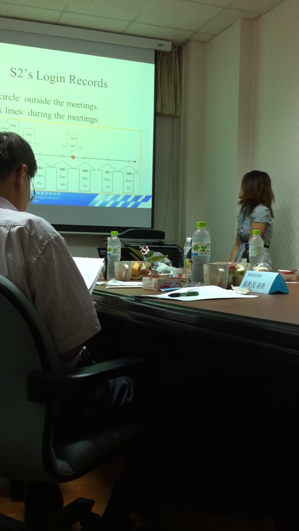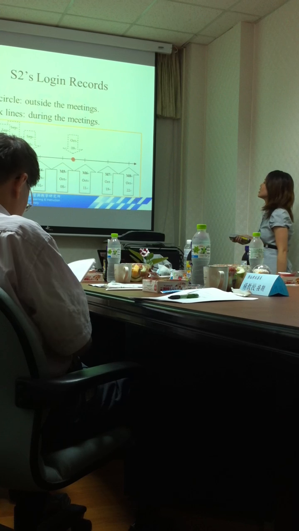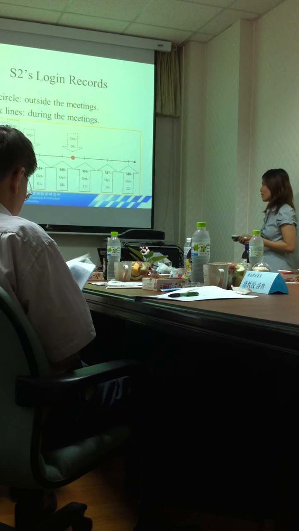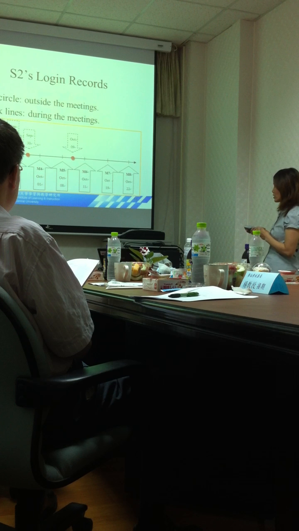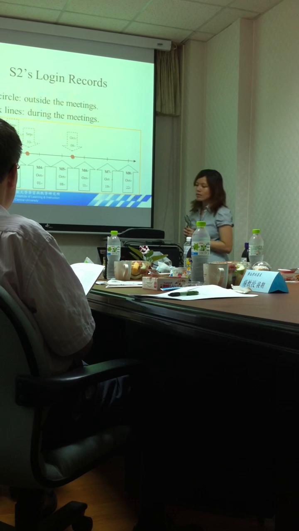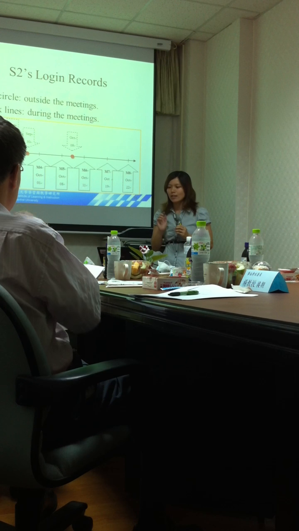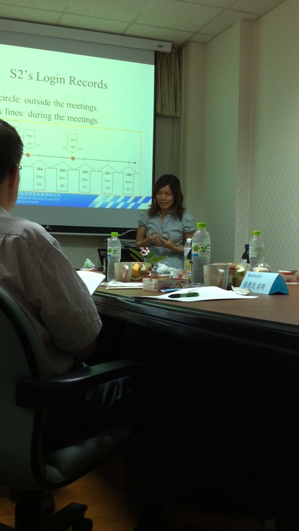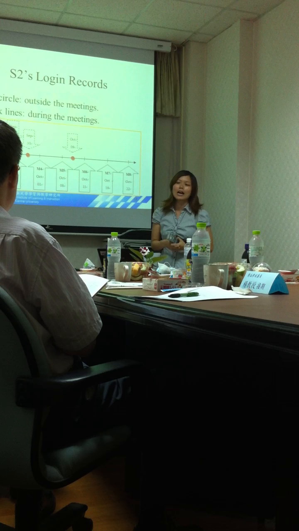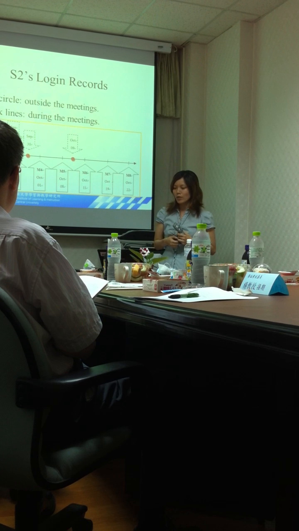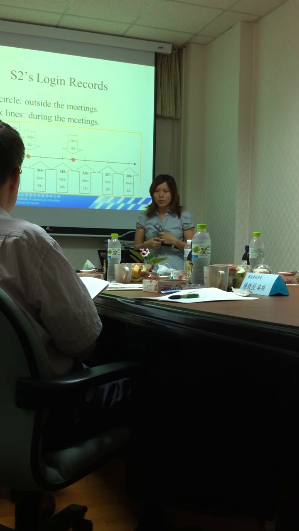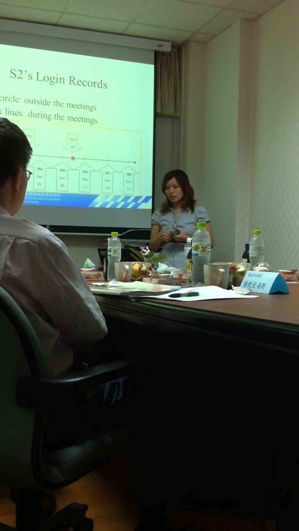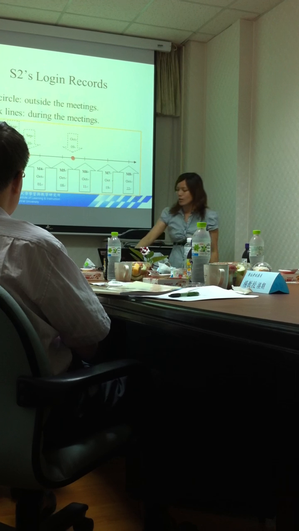And now we are at S2's login record. It's obvious that S2 used Collocator frequently at the beginning of the meetings, but she decreased her use after meeting 4. If I only looked at the quantitative login data, I would think maybe S2 just had less time to use Collocator. But after I analyzed the interviews, I found that the decrease of use might be explained by how they thought about Collocator. And I will address it in research question 2.